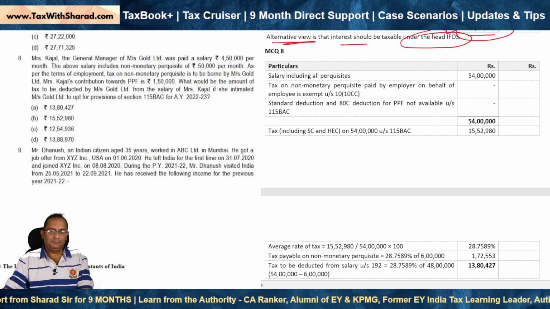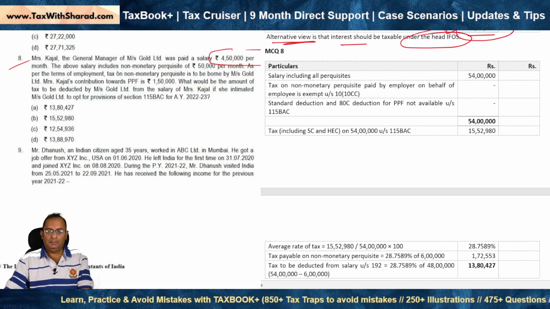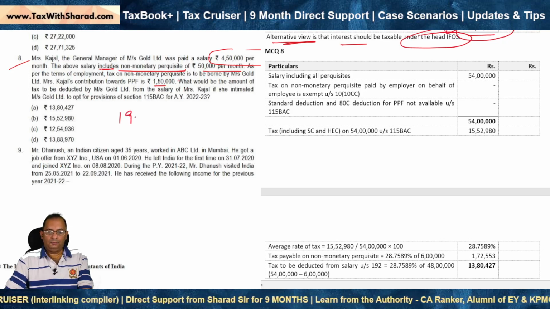So question number 8, let's see. This is the last MCQ for direct tax. Mrs. Kajal, the general manager of Mrs. Gold Limited, was paid a salary of 4,50,000 per month. The above salary includes non-monetary perquisites of 50,000 per month. As per the terms of employment, tax on non-monetary perquisite is to be borne by Mrs. Gold Limited. Mrs. Kajal's contribution towards PPF is 1,50,000. What would be the amount of tax to be deducted under section 192 by Mrs. Gold Limited from the salary of Mrs. Kajal if she intimated Mrs. Gold Limited to opt for provisions of section 115BAC?